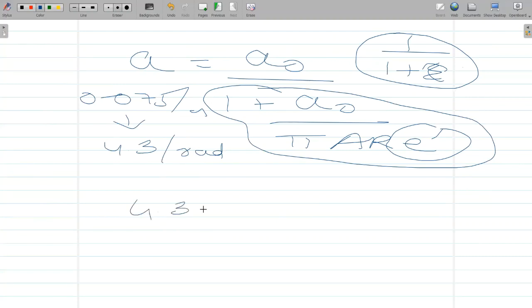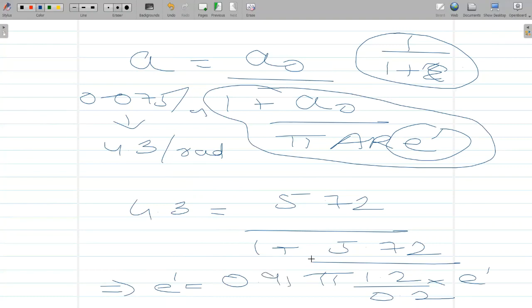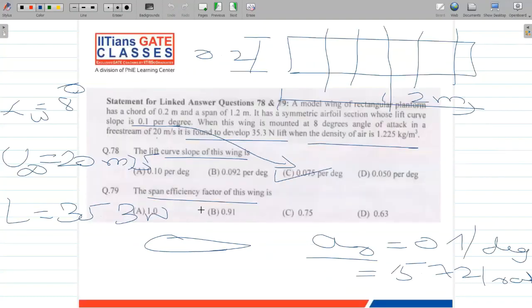So 4.3 per radian is equal to 5.72, which we found earlier, the lift curve slope of your airfoil, divided by 1 plus 5.72 divided by pi times aspect ratio, which is 1.2 divided by 0.2, that is 6, times your efficiency factor e. If you solve this, you find your efficiency factor is close to around 0.91, and in the question, it's option B. So this is how you find the span efficiency factor. You can see that it's less than 1 because it's a rectangular wing and not an elliptical wing.